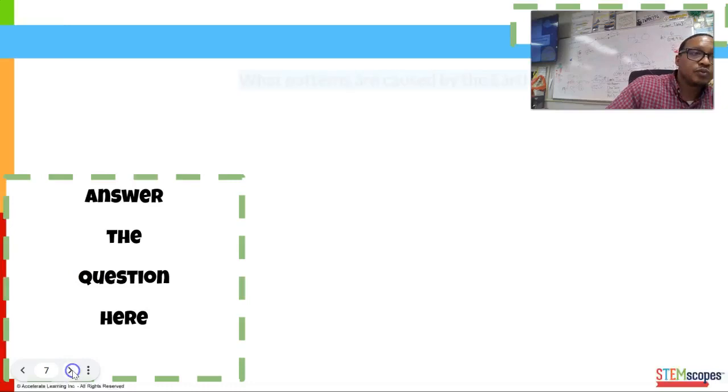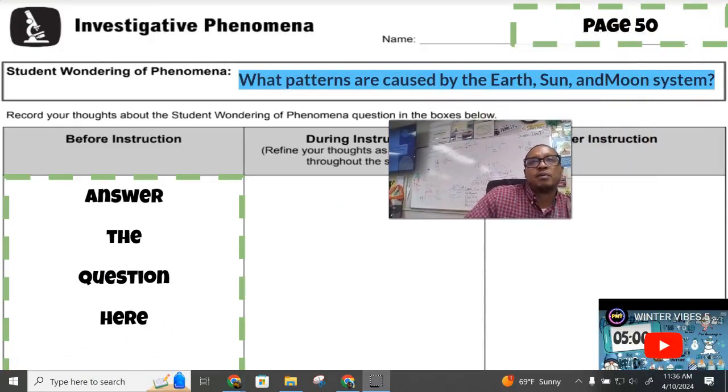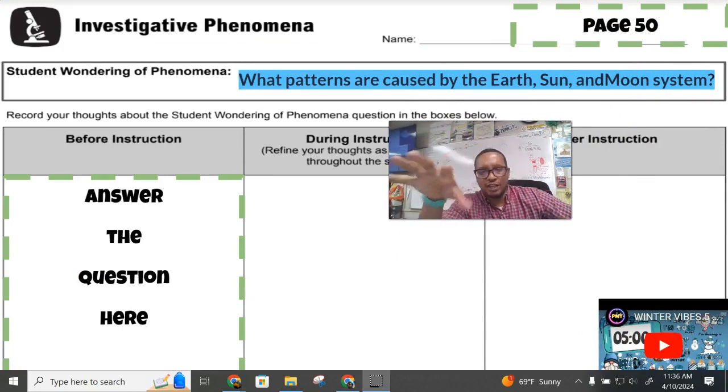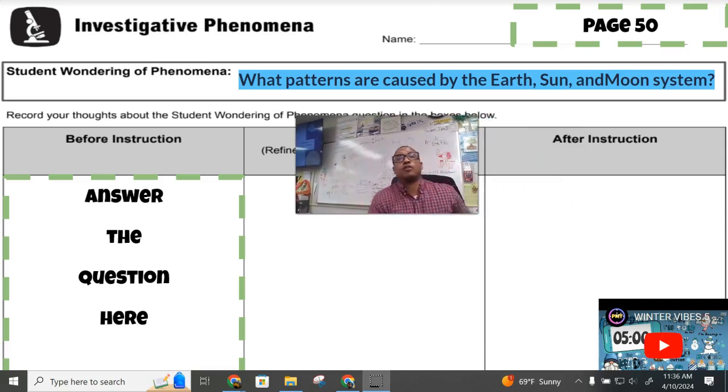Okay, cool. Let's move on to this, and this is what we're going to talk about. If you are not here in class, then obviously you will not have this paper, but just go ahead and turn to page 50. It is a blank sheet, and then you'll just draw this in. You probably have done this before. So what patterns are caused by the Earth, sun, and moon systems? As you're drawing this in, we just talked about seasonality. So that is one of the things.